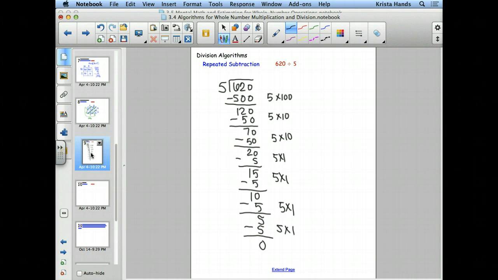The answer then is actually along the side here. Actually, let me undo that. The answer is actually right here. It's how many times I subtracted something with a 5 in it. Well, I did it 124 times. The answer is 124.